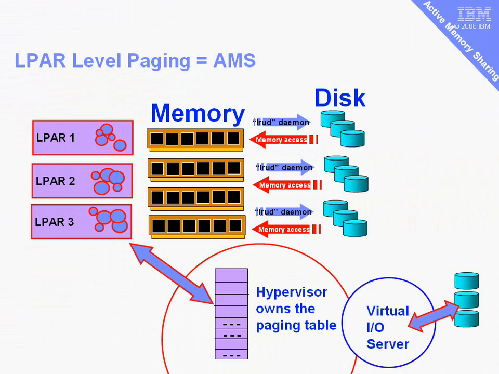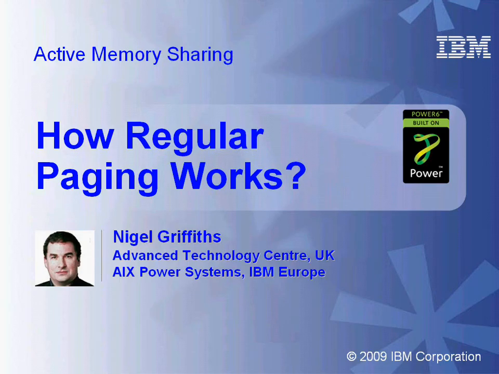The hypervisor, of course, can't do paging in its own right. It's a piece of firmware. So it actually uses its friend, one of the virtual I/O servers, to do the paging from memory into the disks attached to the virtual I/O server. Well, I hope that introduction to how paging works will set you up ready for understanding how active memory sharing works, and we'll look at that in another movie.